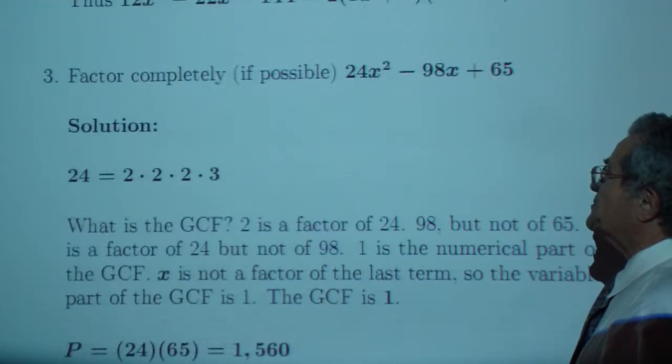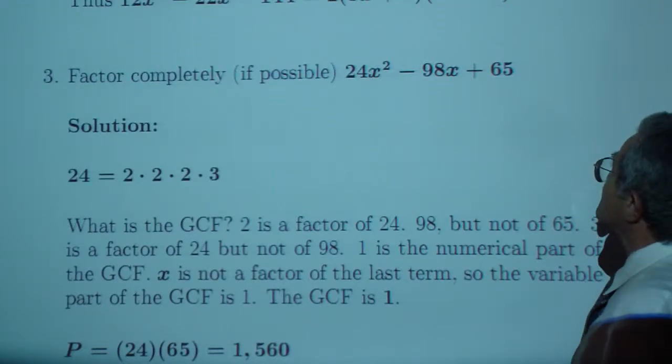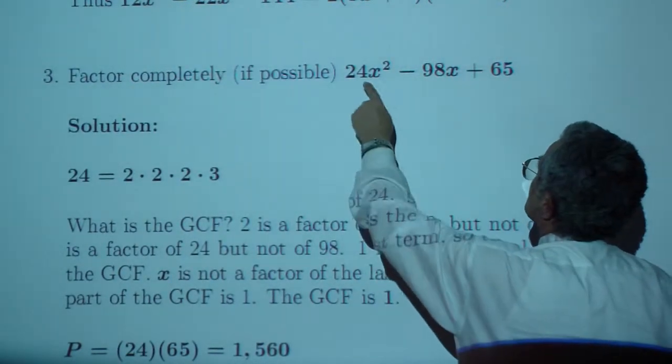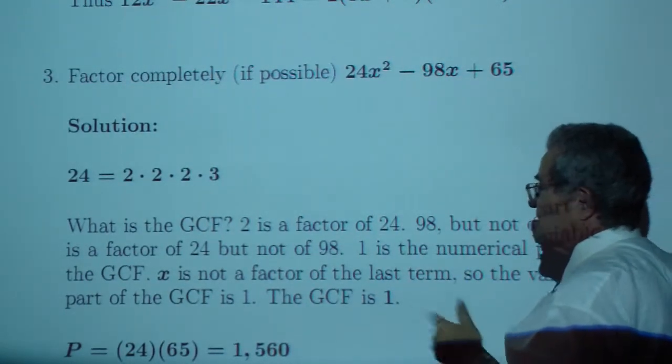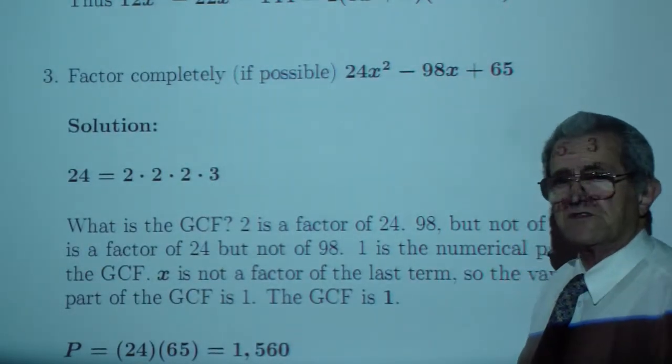Then in example 3, you have 24. 2 goes in here, 2 does not go in here, 3 goes in here, 3 does not go in here. There's no x here. Greatest common factor is 1. You've done your job. You look for the greatest common factor.